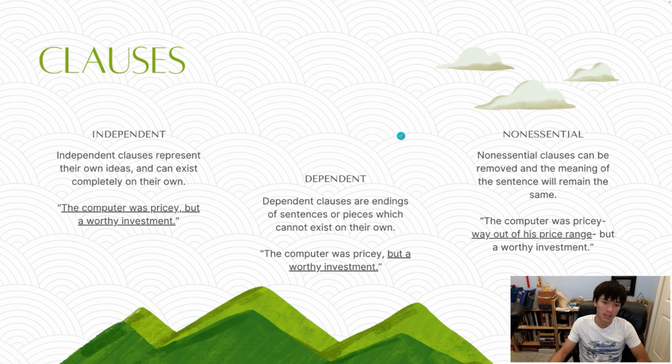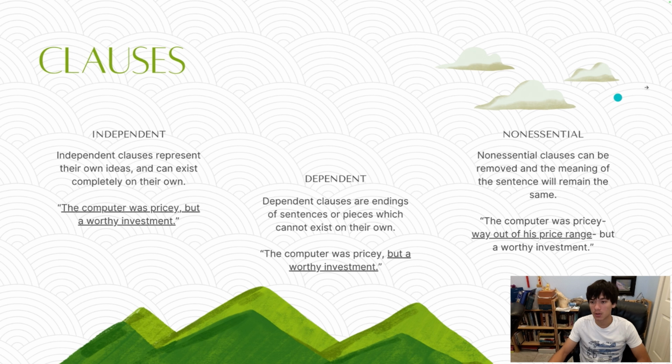A dependent clause is one which cannot exist on its own. It's kind of an ending of a sentence or a piece, right? A lot of times these come after commas, okay? So look out for that too. Right here, the dependent clause would be, but a worthy investment. This needs something to have meaning, right? So it would need this part. By its own, it's just a dependent clause.